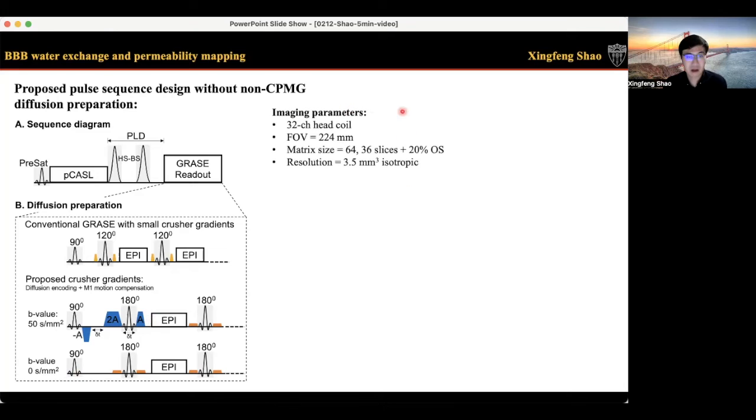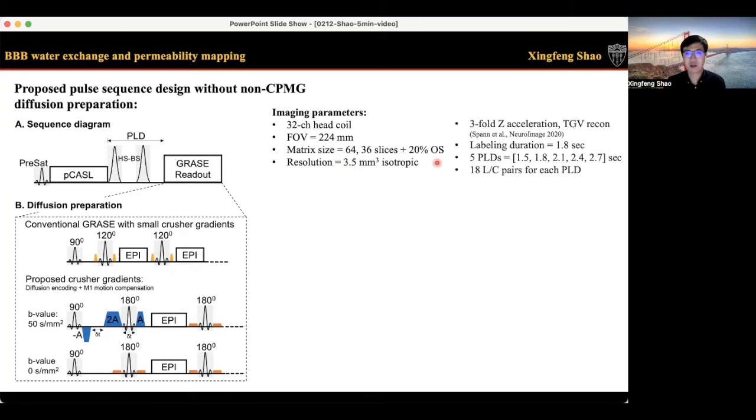Here are our imaging parameters. We have 36 slices with 20% oversampling, so we can achieve an isotropic 3.5 millimeter resolution. We have 3 segments along the Z direction, but we apply the TGV reconstruction to each segment to achieve a threefold acceleration. Our labeling duration is 1.8 seconds. We have 5 post-labeling delays from 1.5 seconds to a very long PLD of about 2.7 seconds. We have 18 label-control pairs for each PLD.